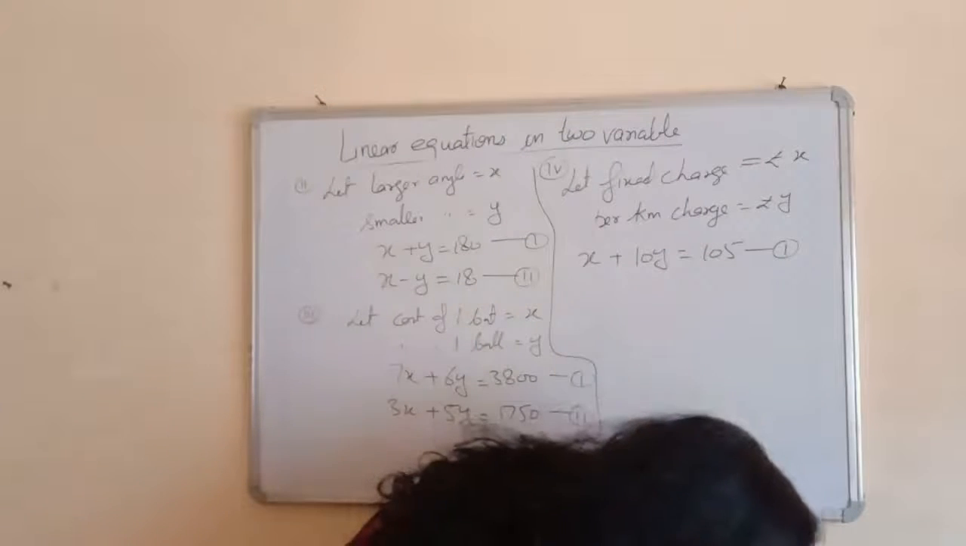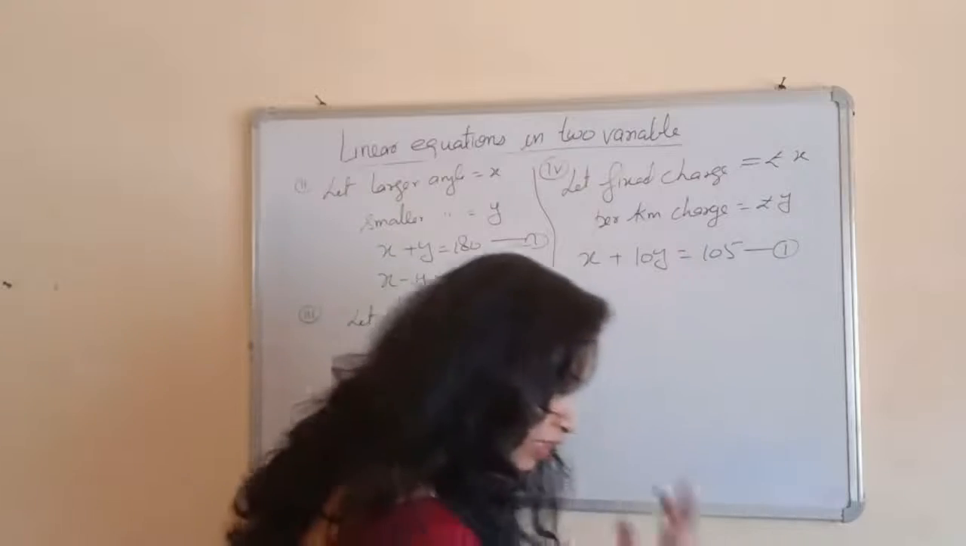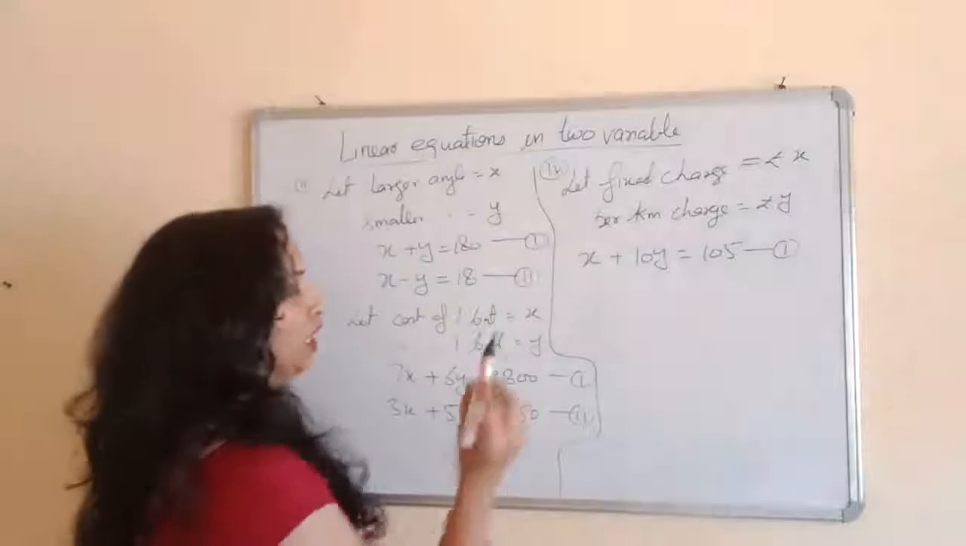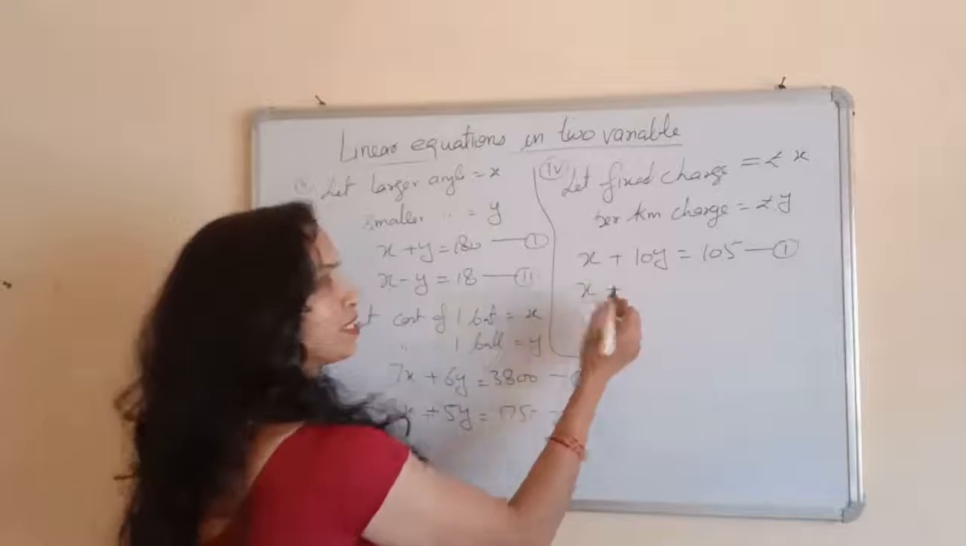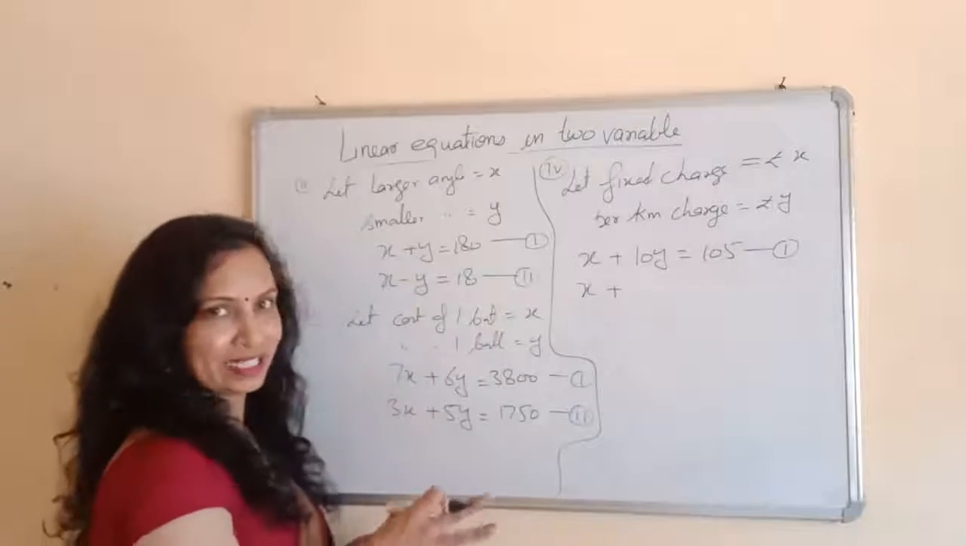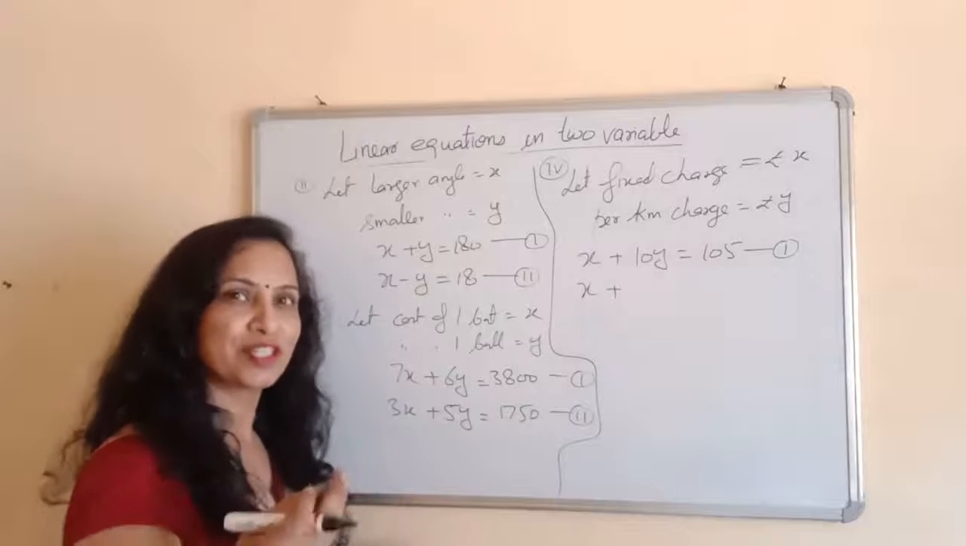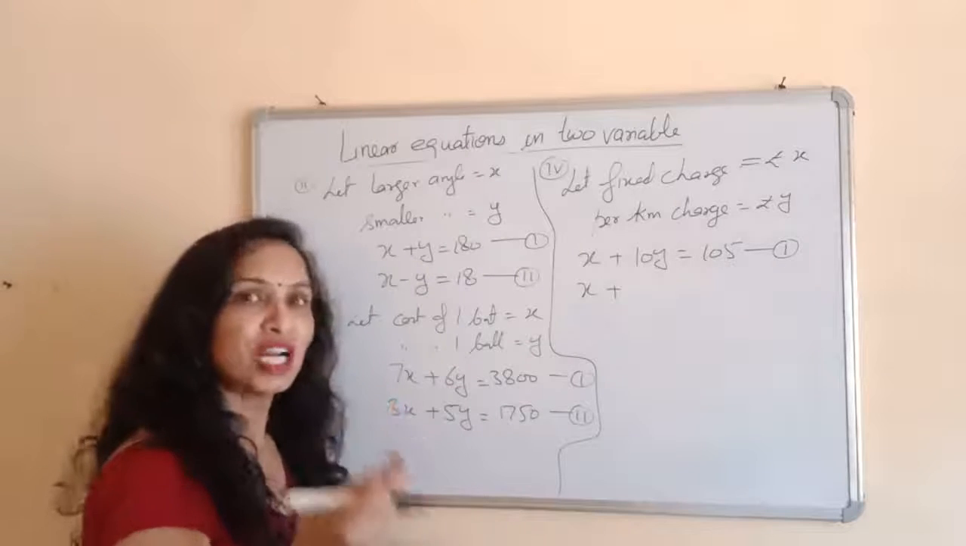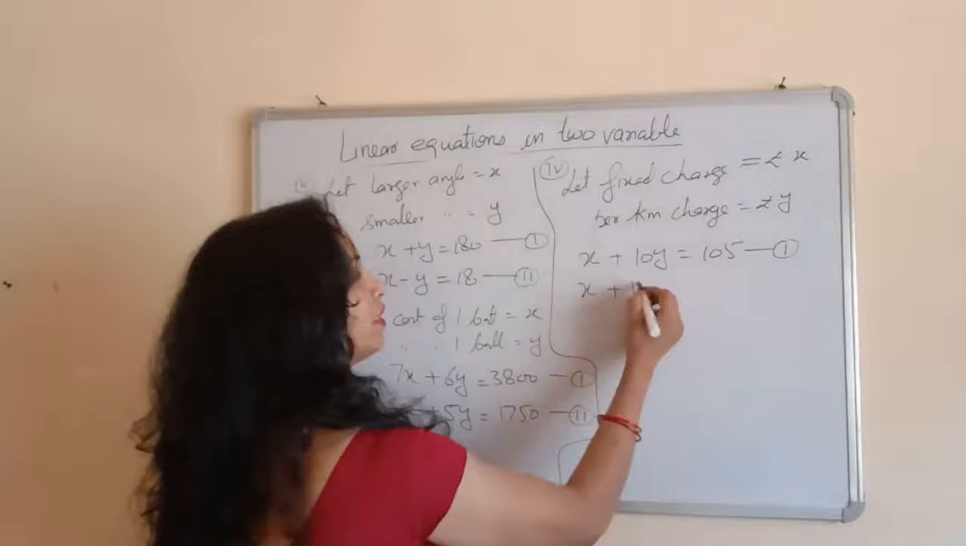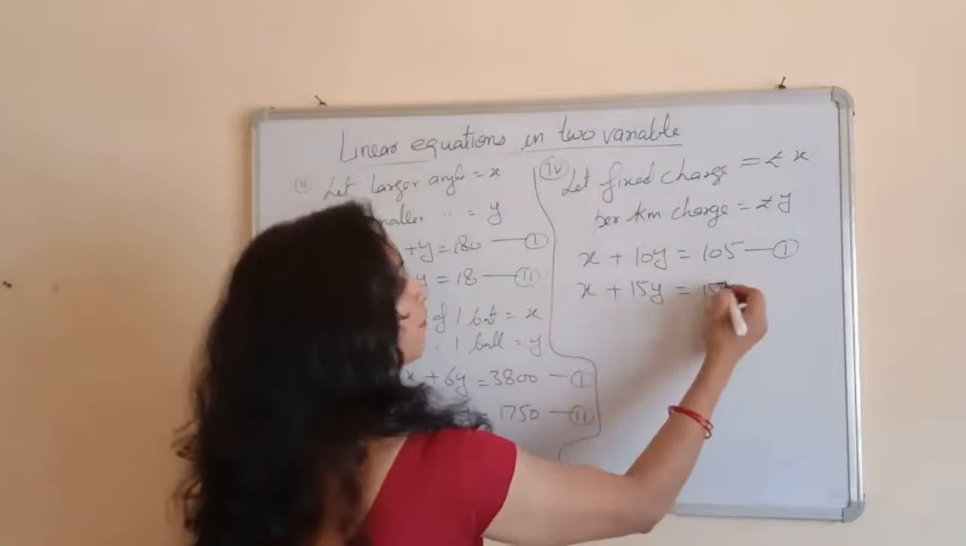And according to the other part, for 15 kilometers he will charge rupees 155. x is the fixed charge. Definitely he will take this charge. And for 15 kilometers, since the charge for 1 kilometer is y rupees, the charge for 15 kilometers will be 15y.